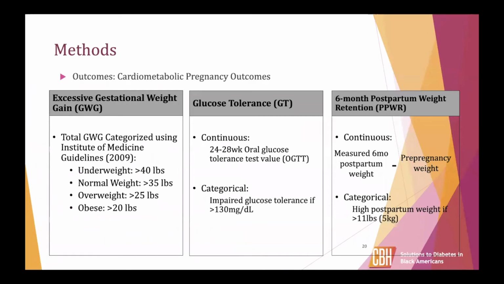So these were the outcomes that I looked at. Excessive gestational weight gain, again, defined as gaining above the recommendations defined by the Institute of Medicine, and that was a dichotomous variable. I also included continuous and categorical measures of glucose tolerance in early pregnancy, as well as 6-month postpartum weight retention, measured as a continuous difference between weight at 6 months postpartum and pre-pregnancy weight, and also as a categorical indicator for high postpartum weight retention at this 5 kilogram or 11-pound mark, which has been widely used in the literature. And so I wanted to define that for comparability to other studies.